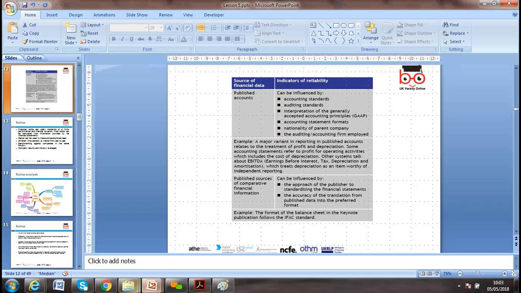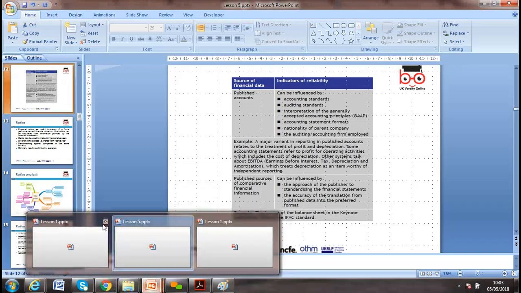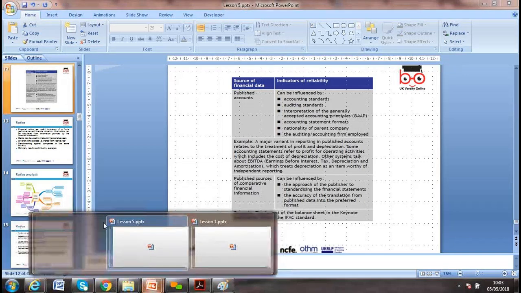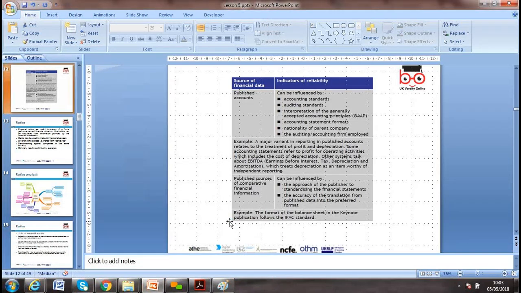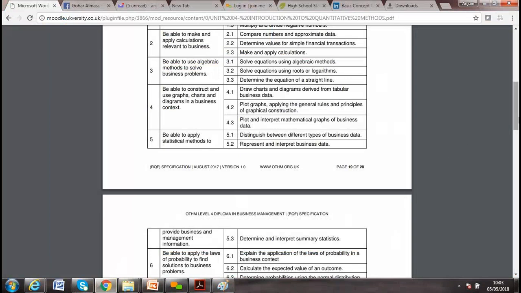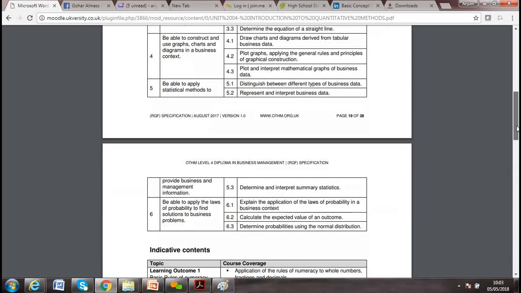So let's start from our previous lesson. What do you think we learned up to now? Anything you remember? Yes, pretty much loads of things. We studied basic mathematical accounting terms. For example, we learned about ratios, proportions, percentages, and also fractions.